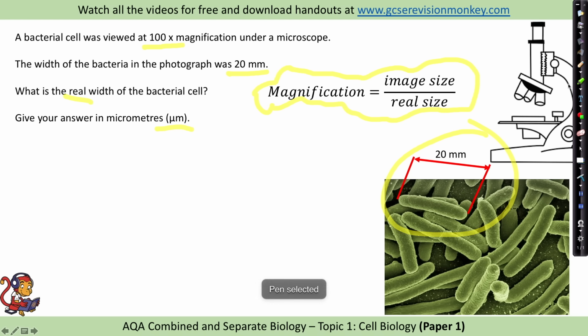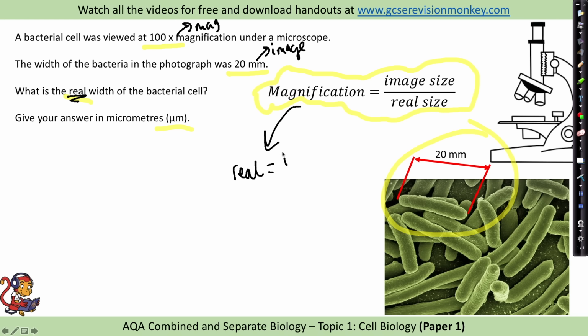So lots to do here. First of all, we need to work out what we've got. We've got a magnification, and we've got the size of a photograph, which is an image. So this is our image size, and we need to calculate our real size. So first we'd rearrange this equation. So it would be real equals image over magnification, and then we put our numbers in.